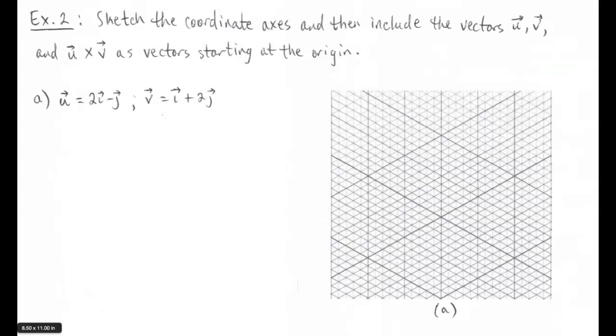All right, so for example 2, we're asked to sketch the coordinate axes and then include our vectors u, v, and u cross v in it as vectors starting at the origin. Okay, so here, let's go ahead and set that up right now.